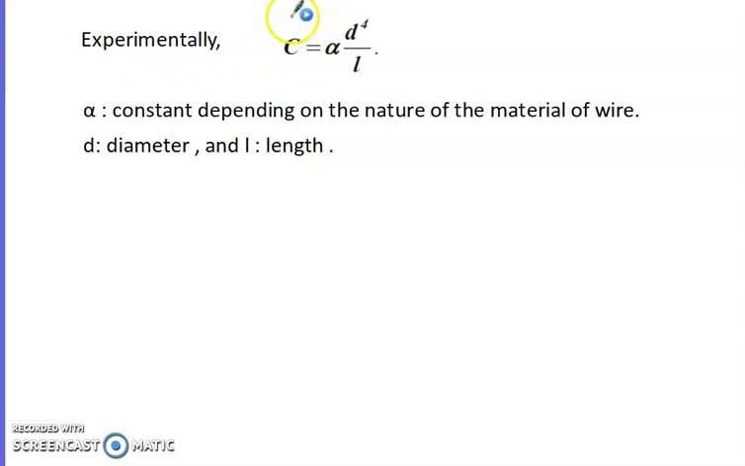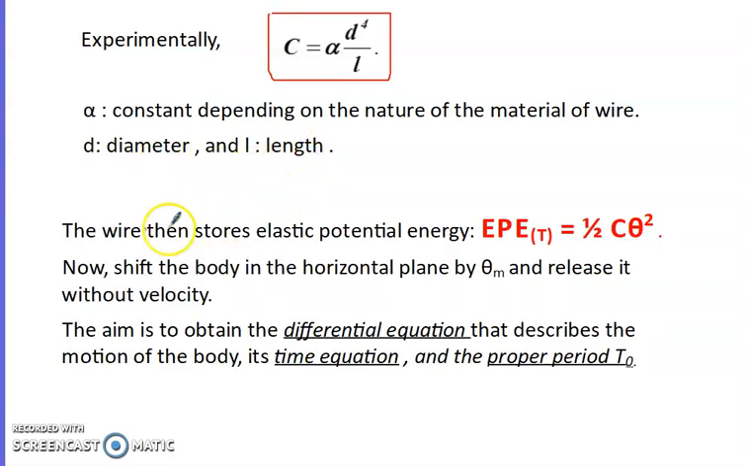Experimentally, C equals alpha D to the power 4 over L: C is proportional to the diameter power 4 of the wire and inversely proportional to the length. Now what is alpha? Alpha is a constant depending on the nature of the material. Means whether the material is iron, nickel, brass, copper, or mixture, I mean alloy. So D is the diameter of the wire and L is its length. In this case, when the wire is twisted by a certain angle theta, it stores elastic potential energy, which is half C theta squared. Okay?